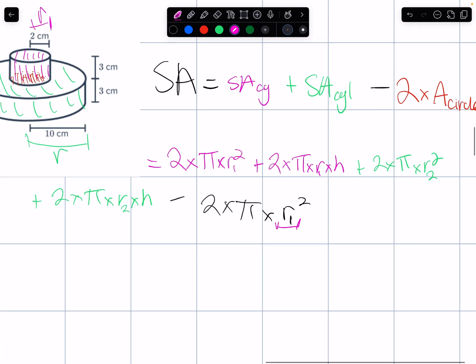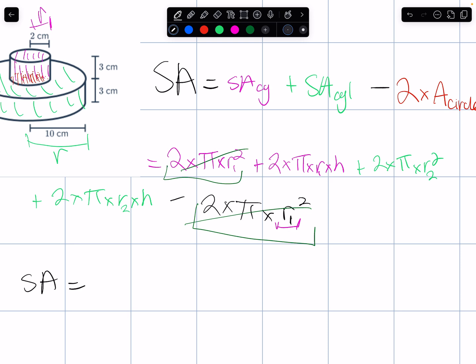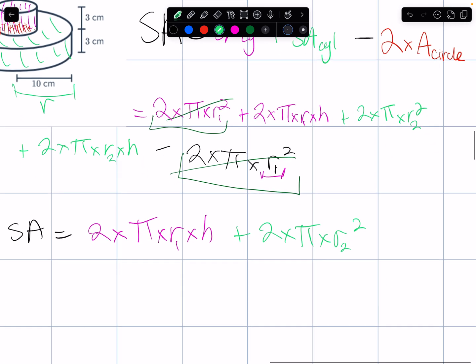So here again, notice, good and dark green. This is the same as this, and so they cancel. And we are left with our surface area is equal to 2 times pi times r times h, plus 2 times pi times r squared of r2, plus 2 times pi times r times h. Beautiful. Now we can start inputting our values.